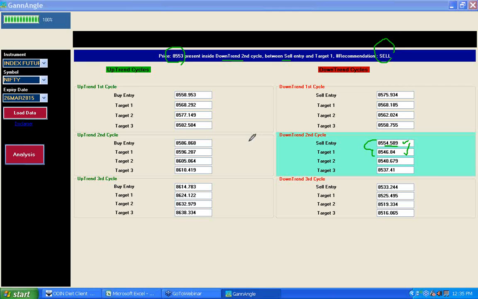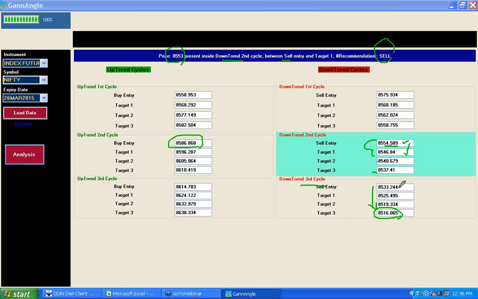Once you are selling at 54.58, this trend will change once it goes to 86.86. Once this trend is giving you success, the initial target will be 40, then 37, then it will enter the third cycle. Once it enters the third cycle, it will have a target of 8516. You will be aiming for 8516, trailing the stop loss each time, but you have to be very careful once it comes to the 8533 level.